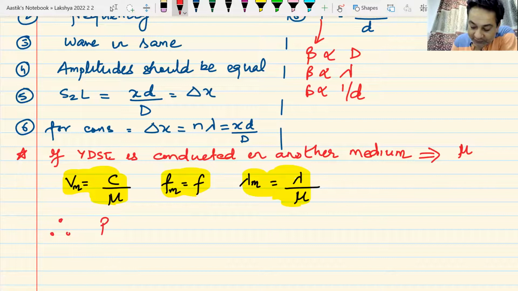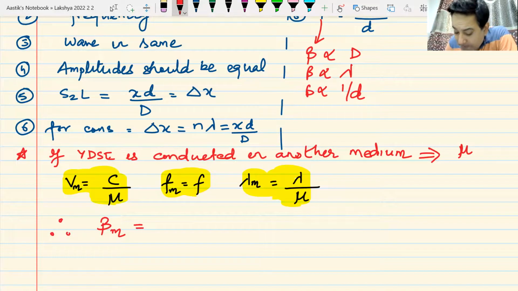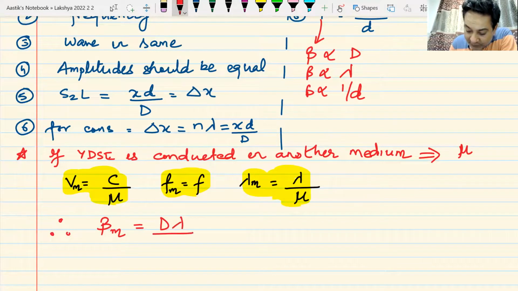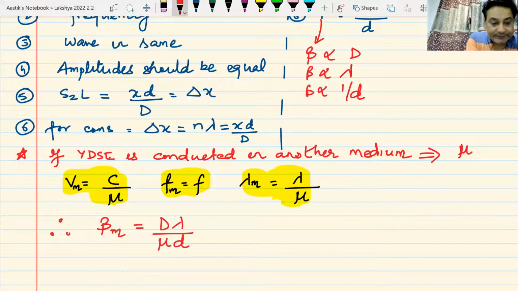Therefore, you can see the fringe width beta. The new fringe width is beta m. The new fringe width will become d lambda divided by mu d. Do we understand the difference between this fringe width and the original fringe width, beta?